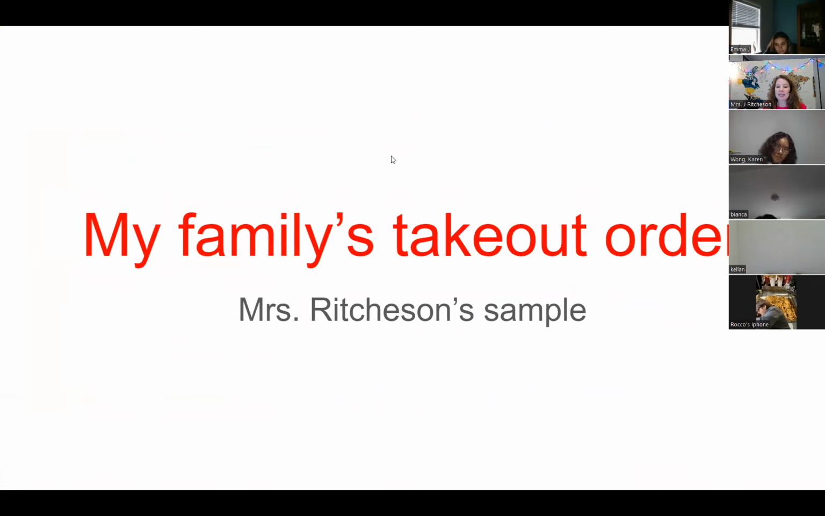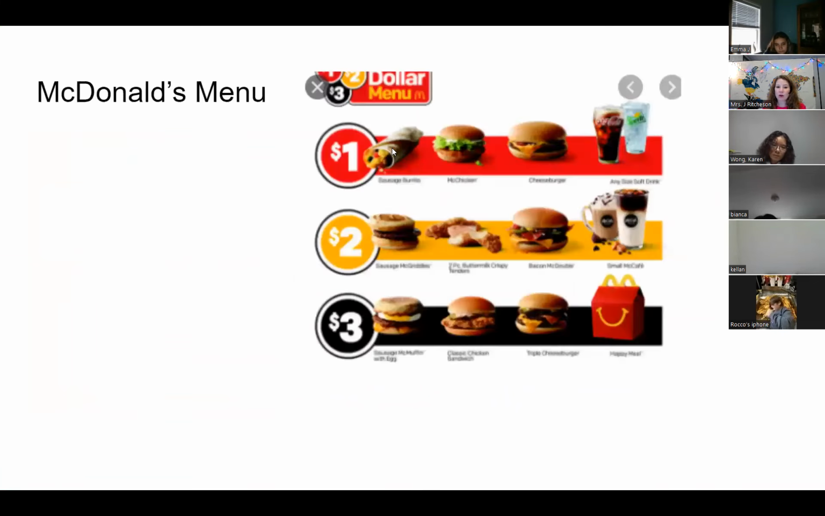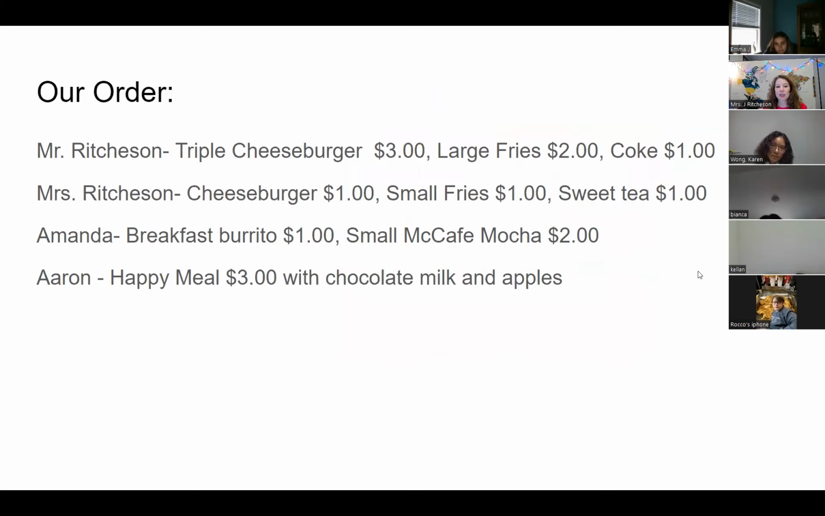All right, so this is my example of my family's takeout order. All right, so we went to McDonald's and we love the dollar menu because we're so cheap. So all of these items are $1. All of these items are $2. All of these items are $3. This was a couple of years ago. They don't have the dollar menu anymore, but that's the picture I used anyway.